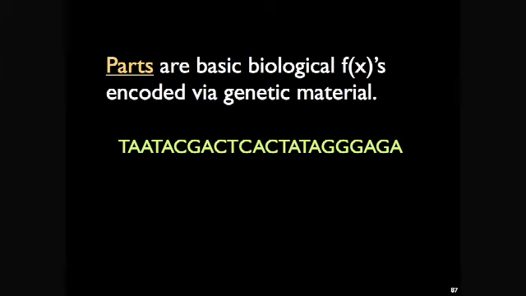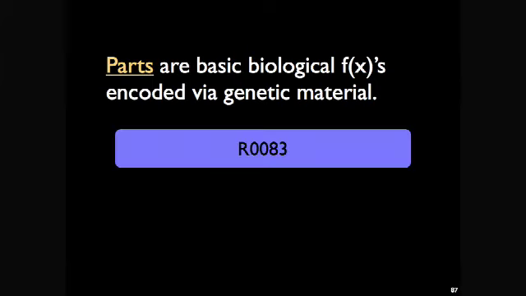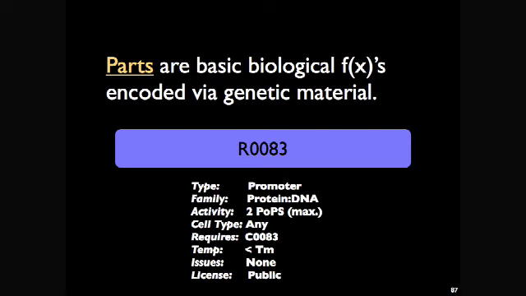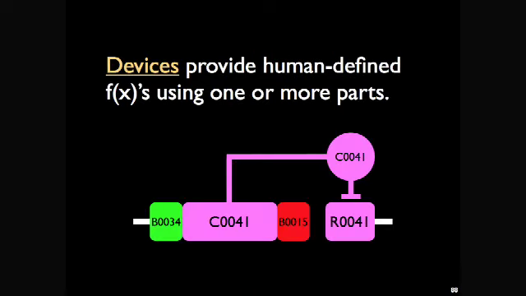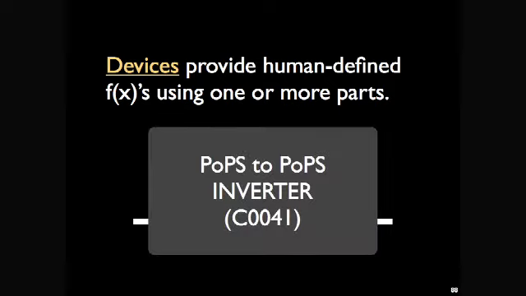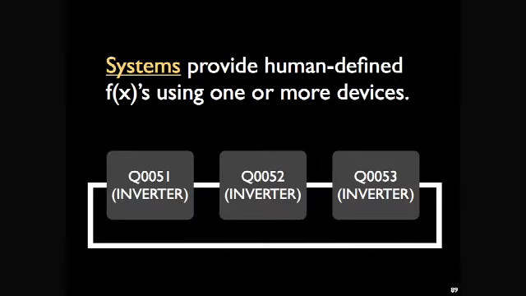We're going to call these things parts, and we hope to standardize them so they're reliable when you reuse them. And then we'll put parts together to make higher level objects called devices, which might implement Boolean logic or be protein balloons or what have you. And then we'll put devices together to make systems, and so on.